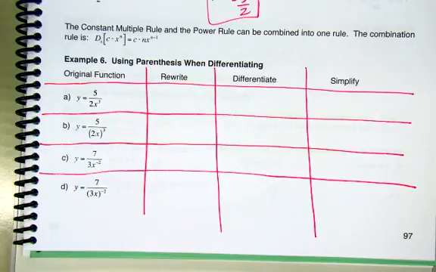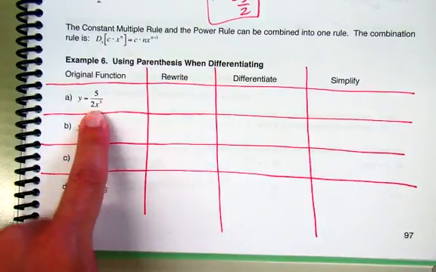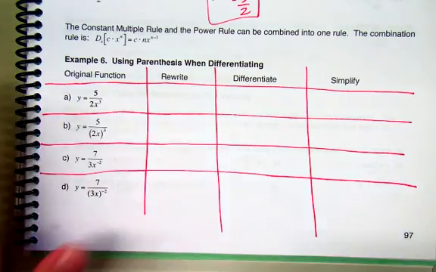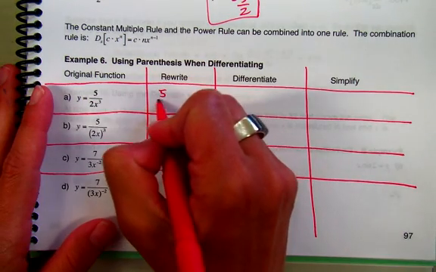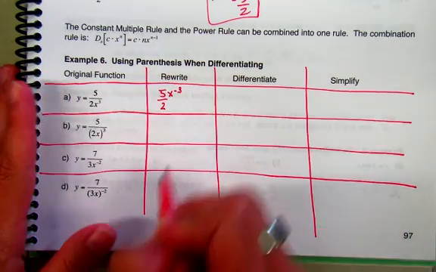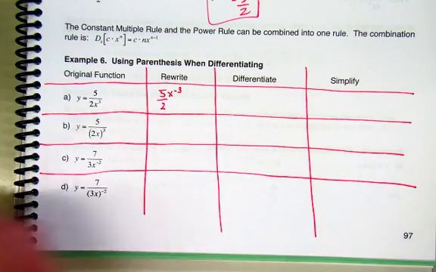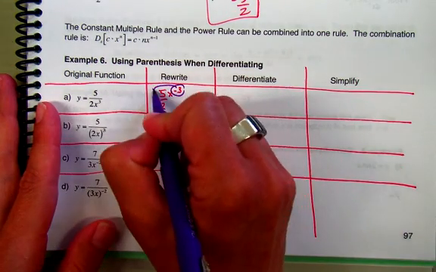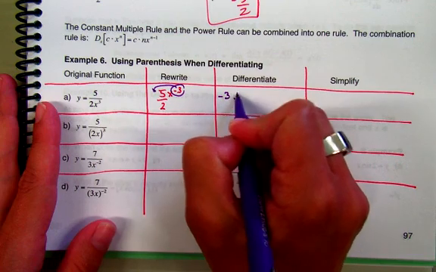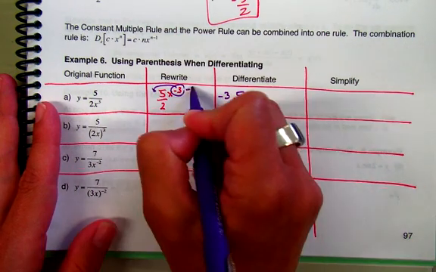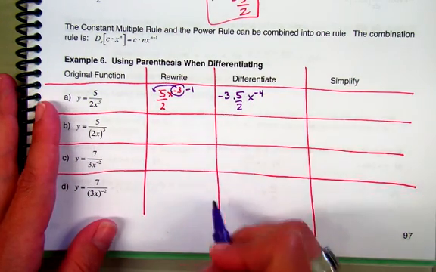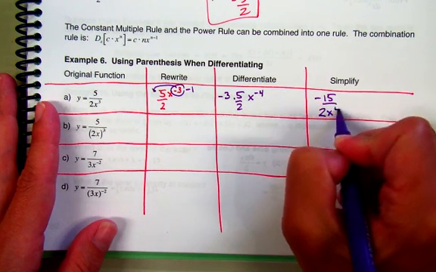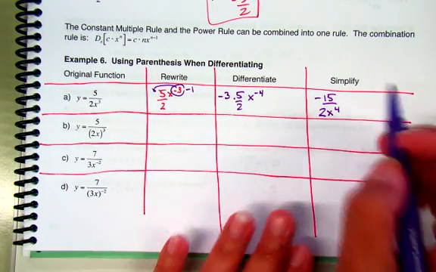So again, rewriting, move that x to the top first, and then just do your power rule, okay? So you're going to have 5 halves x to the negative 3, and then differentiate just means do the power rule, okay? So take your negative 3, move it out front. So I'll have negative 3 times 5 halves, subtract 1 to the negative 4th, and then rewrite everything. So negative 15 over 2x to the 4th. And this is equal to y prime.